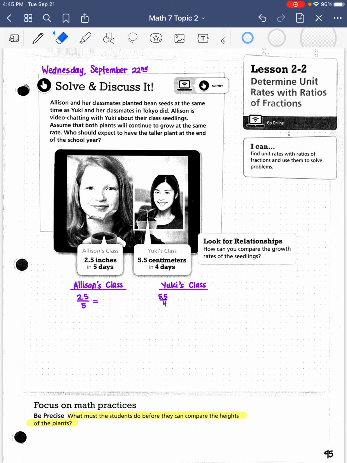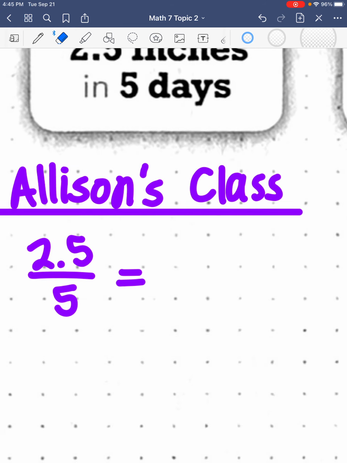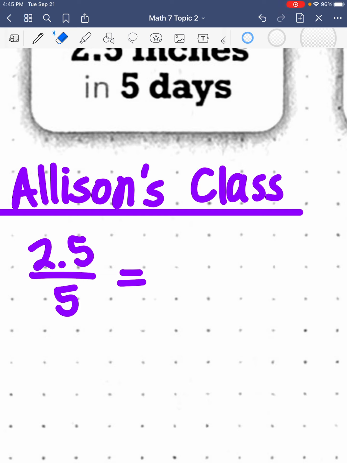So when we look closely at the picture, it tells us that Allison's class plant grows 2.5 inches every 5 days. So we're going to find the unit rate. How fast does it grow in just 1 day? In order for us to determine that, I need my denominator to be 1. So now my question is, how do I go from 5 to 1 using either multiplication or division?